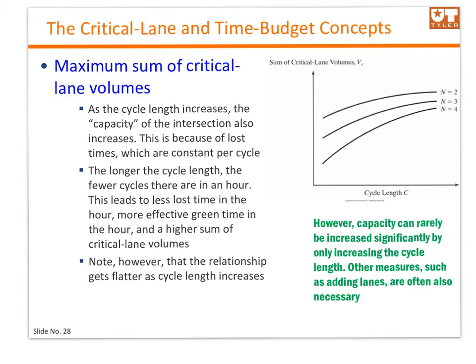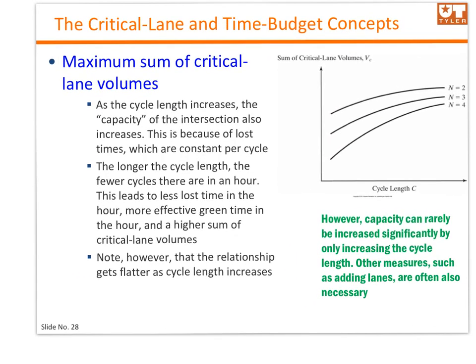Please also note that the relationship gets flatter as the cycle length increases. As you could see, after we reach a high cycle length, the relationship is getting flatter. That means if I increase the cycle length to more than what I need, it's not going to improve the critical lane volume any more.